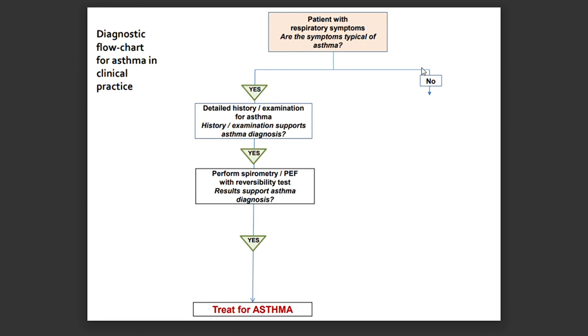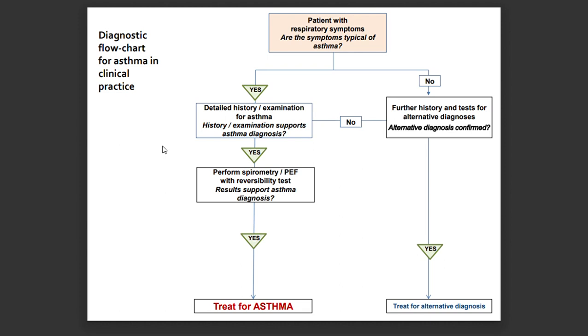This is a diagnostic flowchart for asthma in clinical practice. We'll just focus on the yes part right now. So a patient with respiratory symptoms, you can ask, are the symptoms typical of asthma? Yes, then you go into a detailed history and examination for asthma. Does the history and examination support the asthma diagnosis? Yes. Then you perform a spirometry PEF with reversibility test. And if the results support your asthma diagnosis, you treat that patient for asthma.